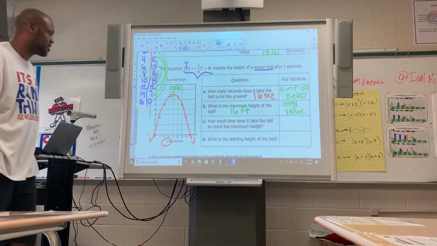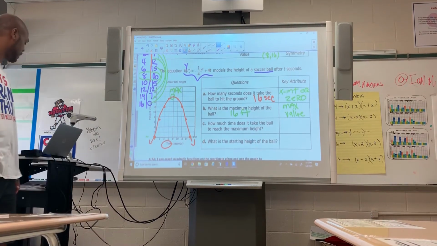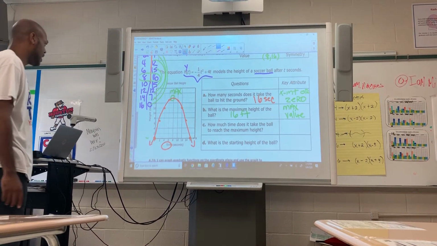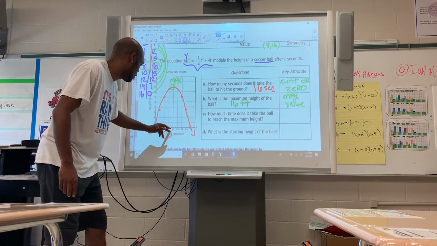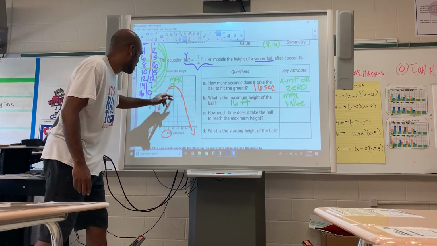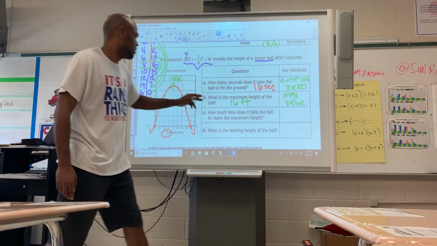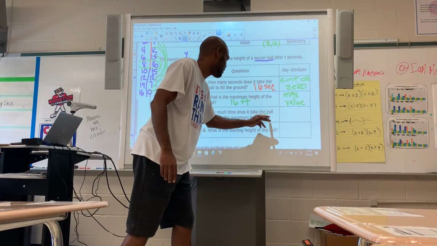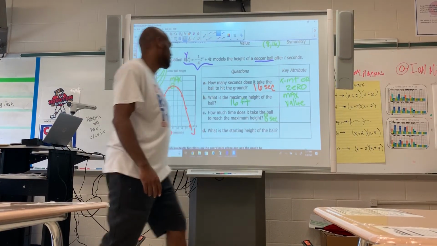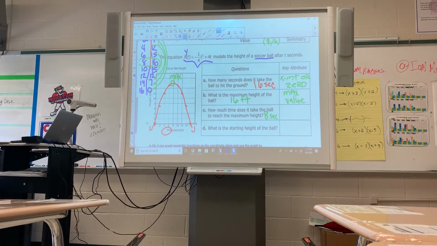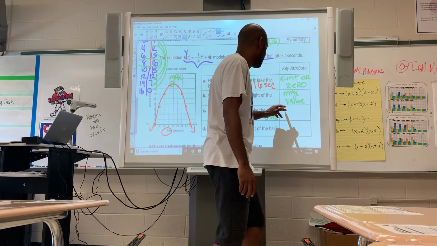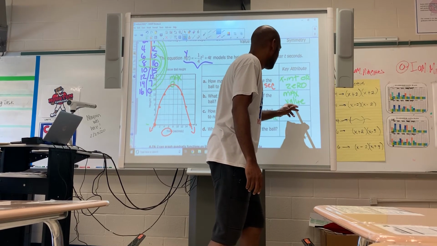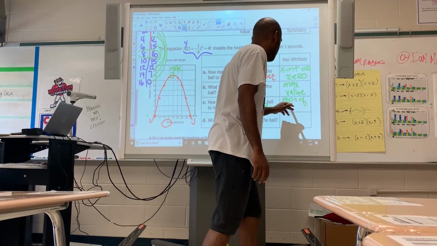All right. It says, how much time does it take the ball to reach the maximum height? So remember, this is time. It reached the 16, so we went over, it went to 8, and it went all the way up to 16. So we know that it took 8 seconds. And this tells us this is our maximum height. That's our axis of symmetry.